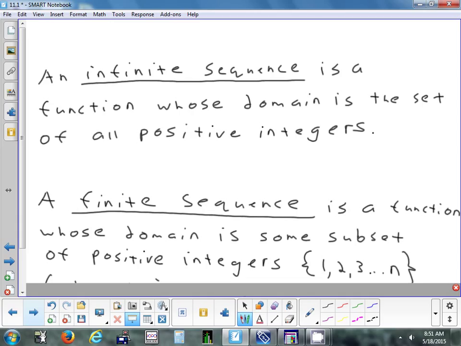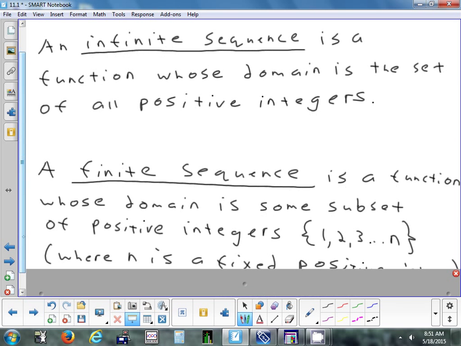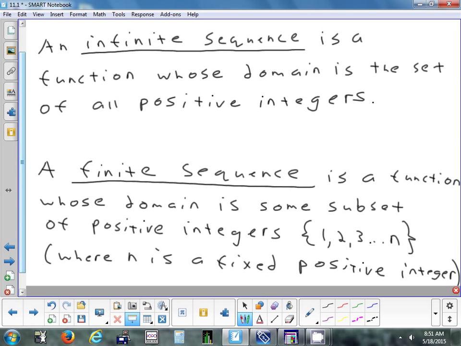A finite sequence basically has a start and it has an end. You could count how many terms there are in it, or you could add up all the terms and it would add up to a number. So the domain is a subset of positive integers from 1 through n, and it stops at whatever n is. So I made a reference here to a series. I kind of just said it quickly, but I said you could add up all the numbers in a finite sequence, and it would add up to something.